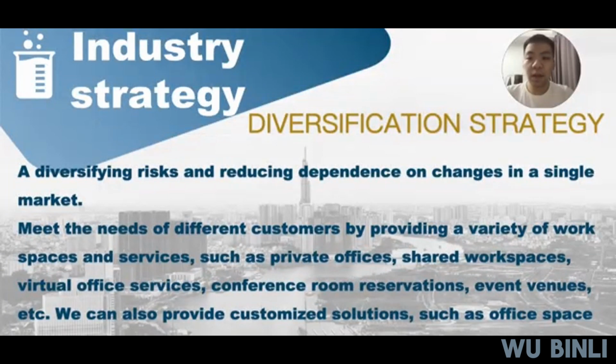Next is a chapter about industry strategy. The first part is the diversified strategy. A diversified strategy can enhance stability and sustainability by diversifying risks and reducing dependence on changes in a single market. Meet the needs of different customers by providing a variety of workspaces and services. We can also provide customized solutions.